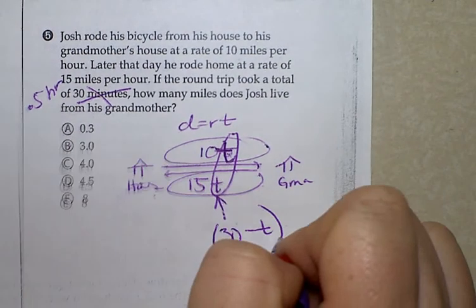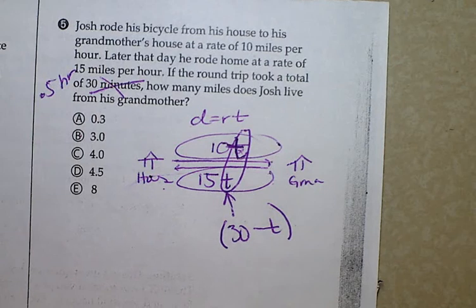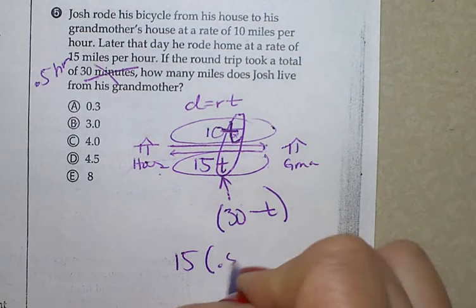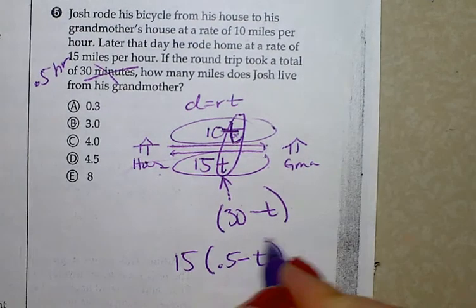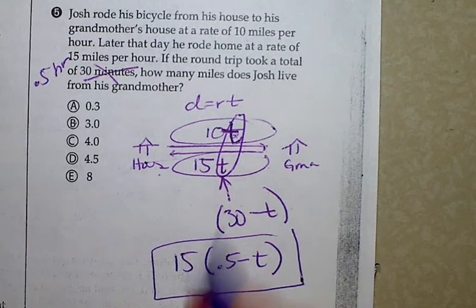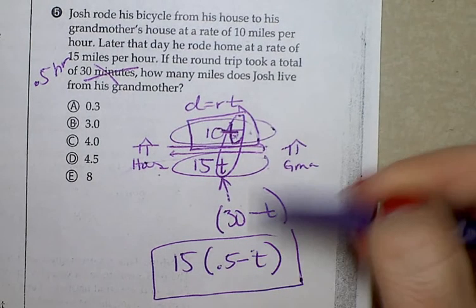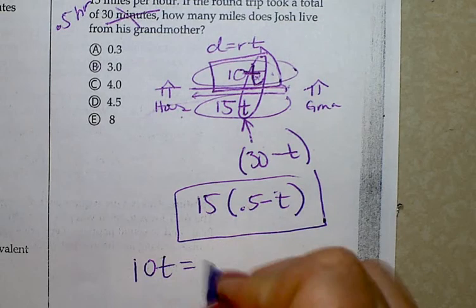But we're not going to use 30. We're actually writing it in terms of hours, which is 0.5. So write 15, and then this part is 0.5, subtract t. This is the way to go home from grandma's. This is the way to get to grandma's. They both describe distance, and they describe the exact same distance, so we can set them equal to one another.